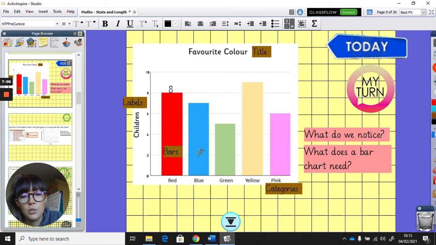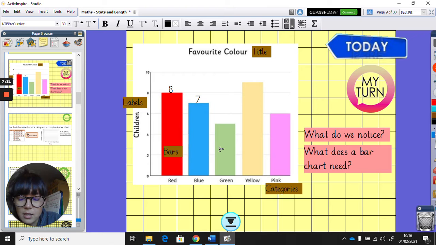Now it gets a little bit trickier. If we look at the blue bar, can anyone think, have a little think to yourself, how many people like blue the best? It's not 6, is it? Because 6 is there. And it's not 8, because 8 is above it. So it's halfway between 6 and 8. So what's the number that's going to be halfway between 6 and 8? Well done. It's 7.